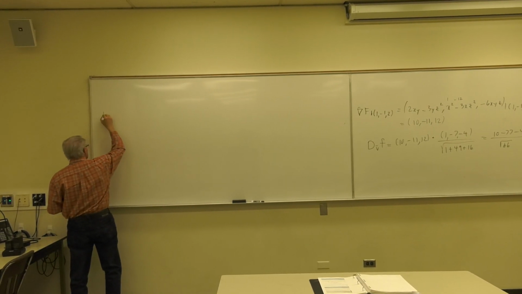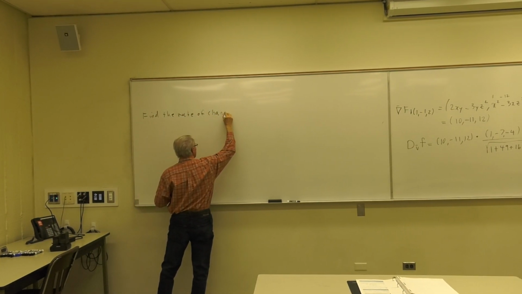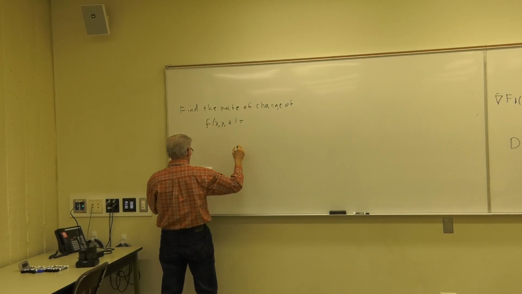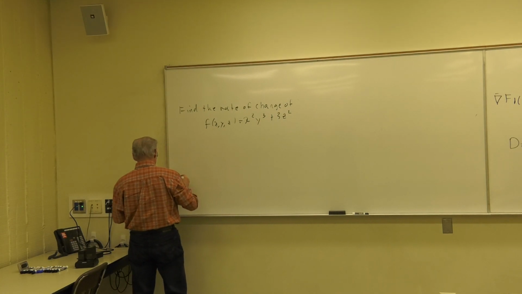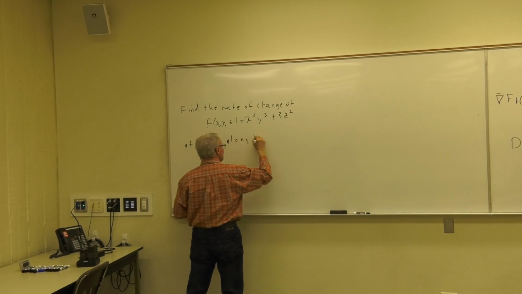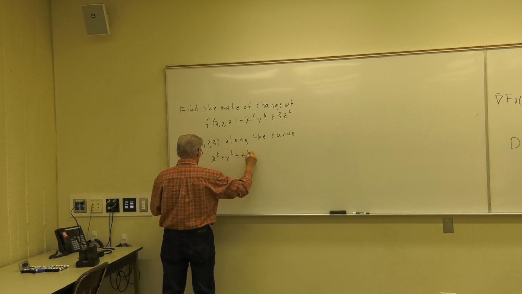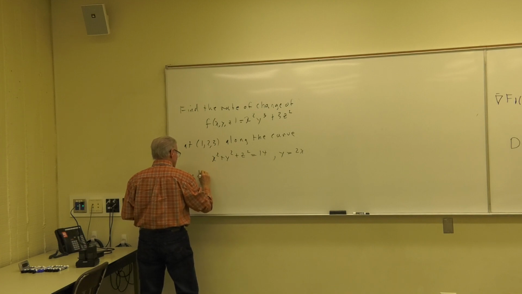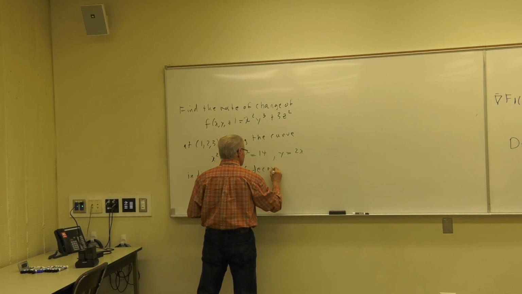Second example, find the rate of change of this function f of x, y, and z equal to x squared y cubed plus 3z squared at the point 1, 2, and 3 along the curve x squared plus y squared plus z squared is equal to 14, y is equal to 2x in the direction of decreasing z once again.